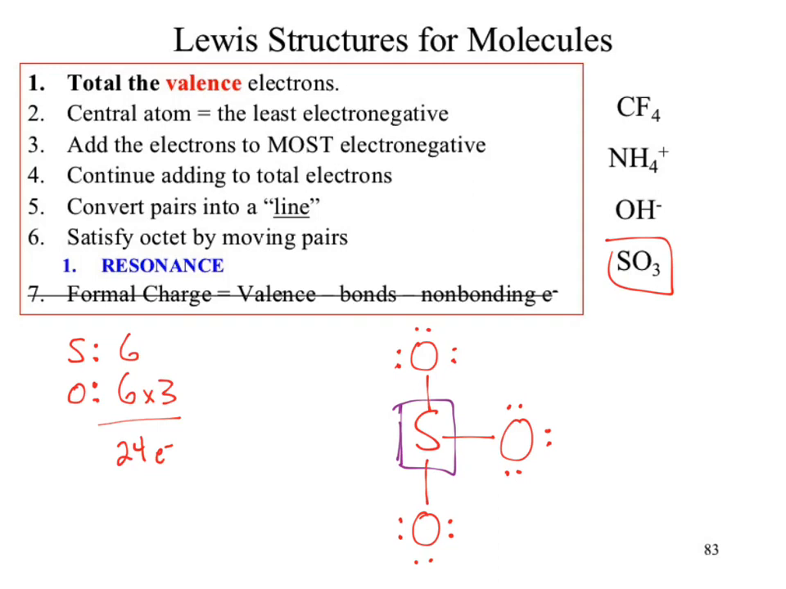Rule 6, satisfy the octet. How many electrons around the topmost oxygen? 8. How many are on the rightmost? Bottommost? How many electrons are on the sulfur? 6. Is 6 equal to 8? No. Okay? So now we have to worry about our rule 6. We have to satisfy the octet by moving pairs.